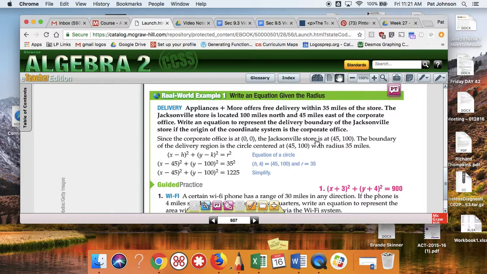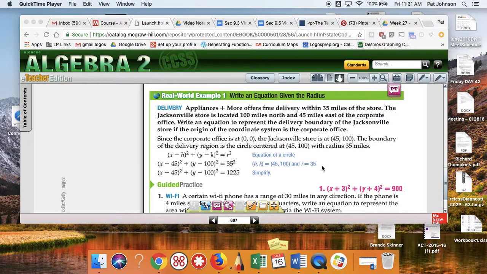We know that the Jacksonville center is located at 45, 100, so that's going to be the center. It went to the right 45 and up 100 from the origin. So the boundary of the delivery region circle is centered at 45, 100, and it delivers within 35 miles of the store, which would be a radius.